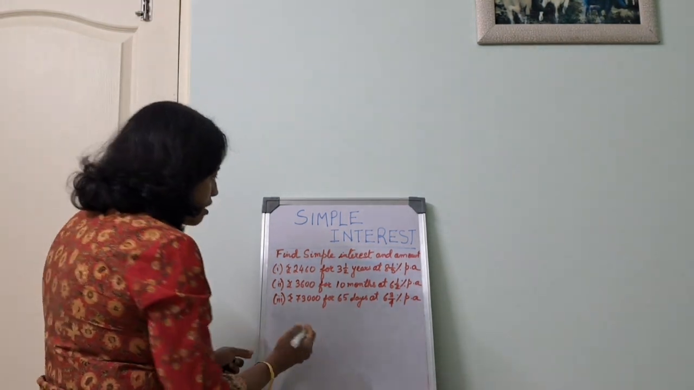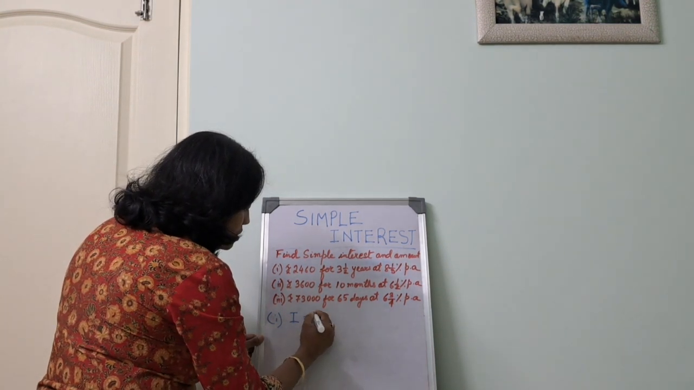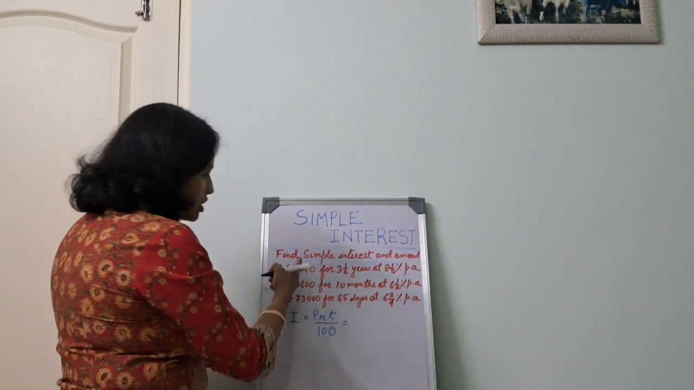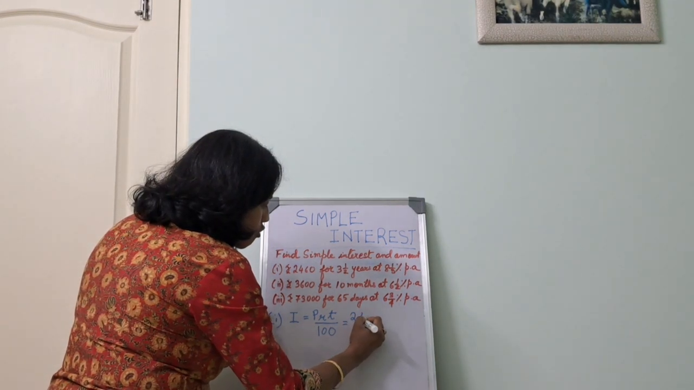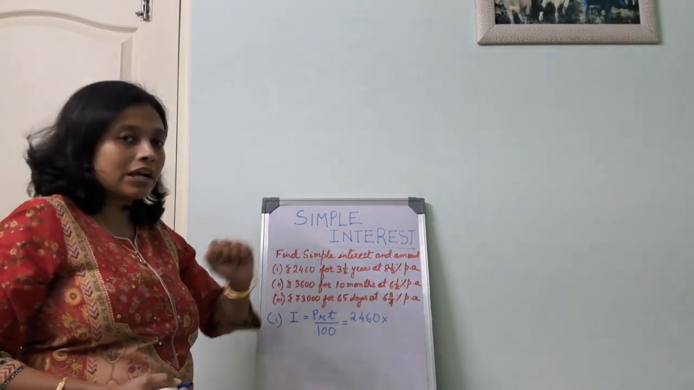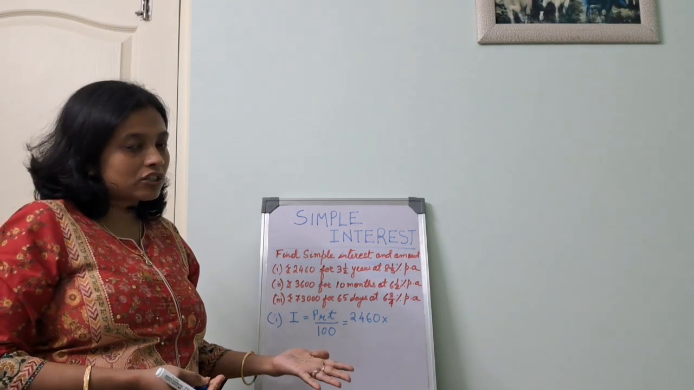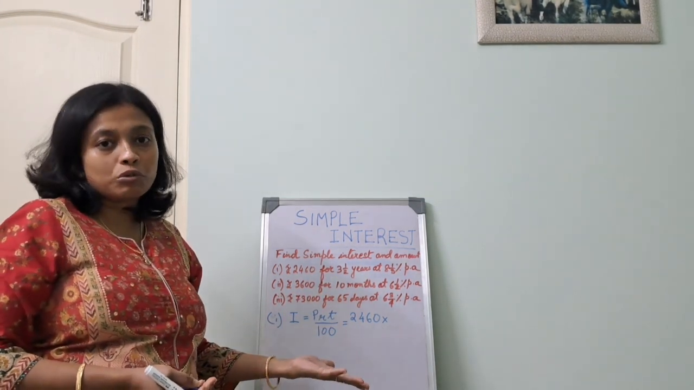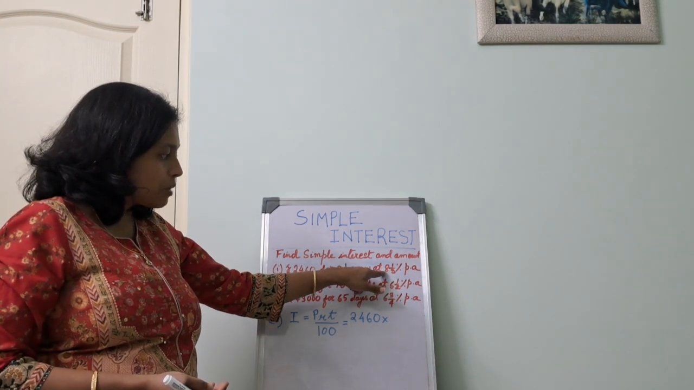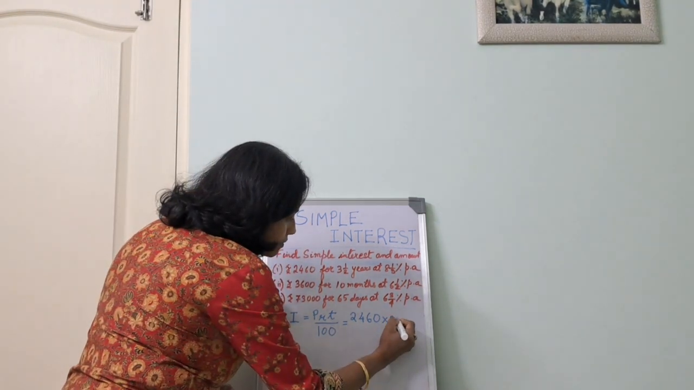So let's try this. So we are doing the first one. Interest is equal to PRT by 100. So how much is the P here? 2460. How much is the R here? 8 1/3. So 8 1/3 is a mixed fraction. Let's convert it into an improper fraction. How do we do that? I know most of you know it, but still, let's revise. So we multiply 3 into 8 is 24 plus 1, 25. 25/3.